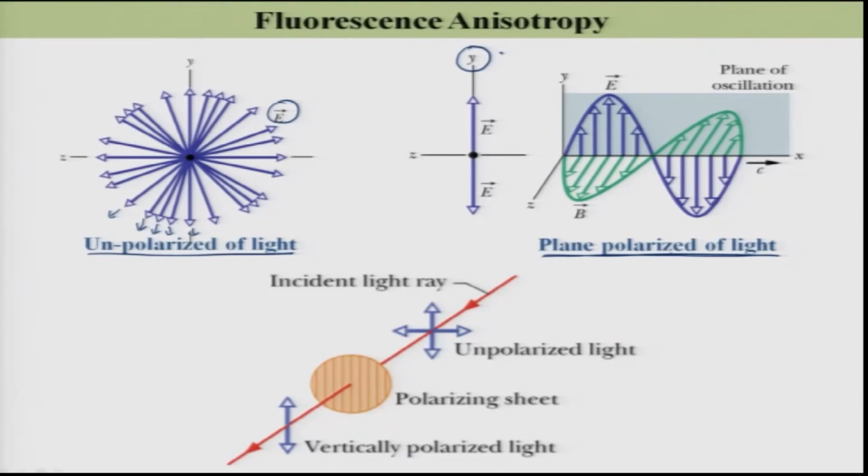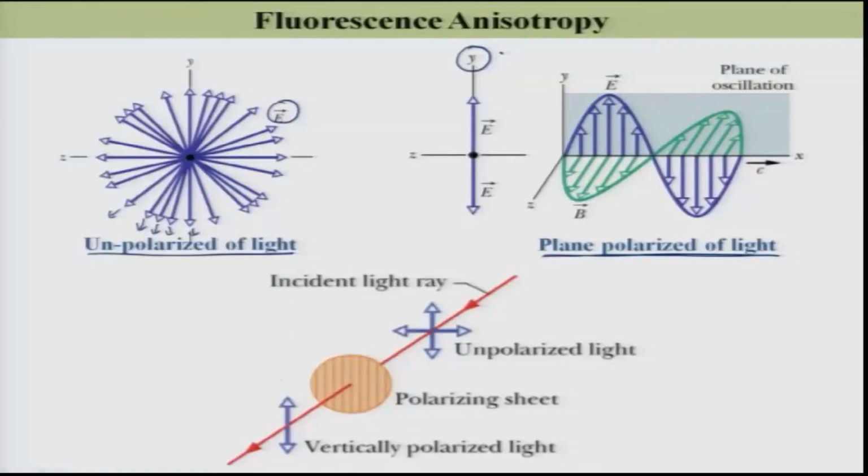or sometimes we also call it polarized light. It is possible to convert unpolarized light to plane polarized light by using an optical device called a polarizer. A polarizer is an optical element. If you pass unpolarized light through it, after passing through, it will become plane polarized light, depending on the orientation of this polarizer.